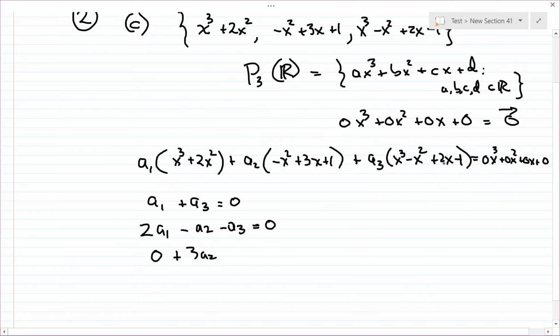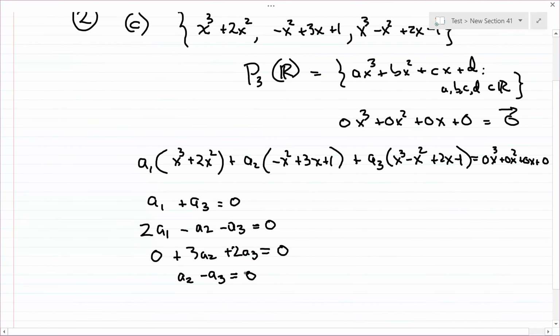And x to the first here would be 2A3, right? And that would equal 0. Let me make sure I did that right. Am I looking for x to the first powers? There's none in the first polynomial, 3A2 in the second, 2A3 in the third. That looks fine. And then the constants. There's no constant in the first, there's a constant here, so you get A2, and a constant here, which would be minus A3, and that would have to equal 0, right?